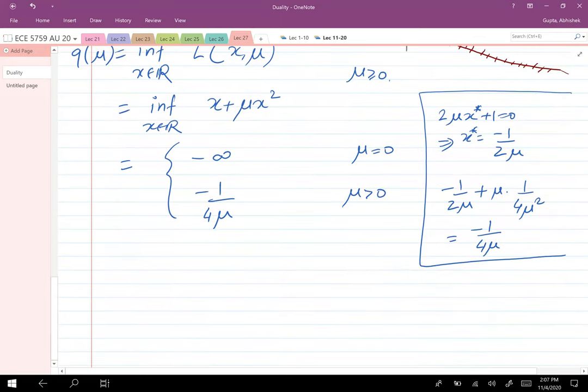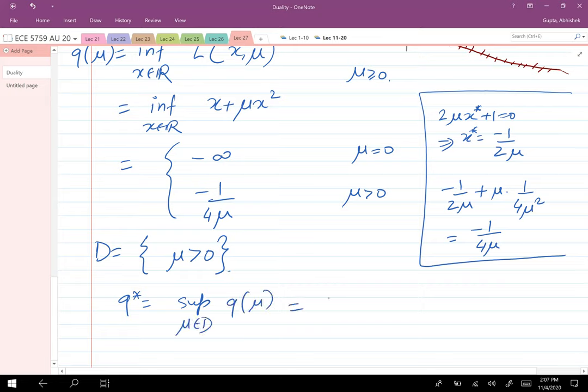Okay, let's try to find out the set D. So D is just mu strictly positive, because when mu is equal to zero, then the value of Q is minus infinity. So D is just mu greater than zero. Now what's the value of Q star? That is the supremum of Q of mu, mu in D. What's the value of Q star?